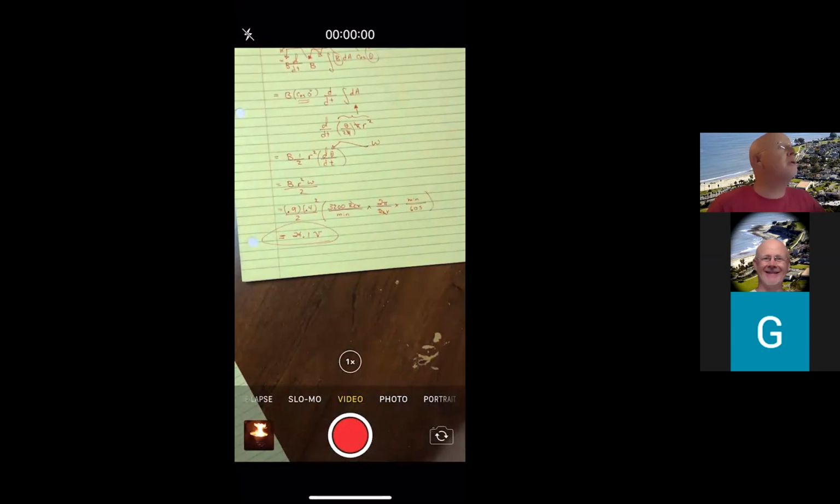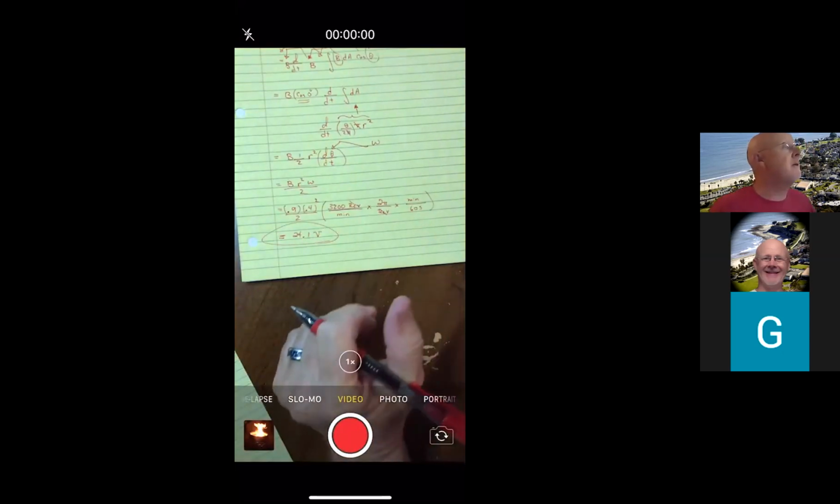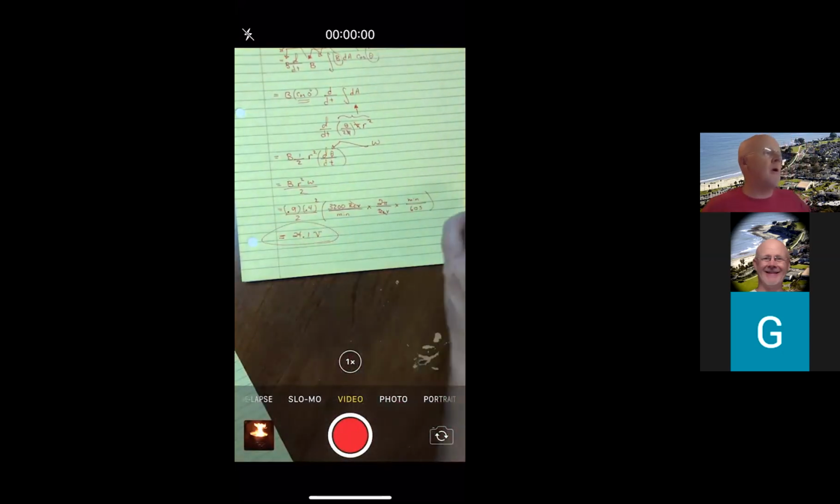And I suppose we should give a check for this. This is number 25. And 24.1 volts. Good. Oh, good. And in the picture on the solutions, they did a good job too of showing a circle and a little kind of pizza pie shape there.